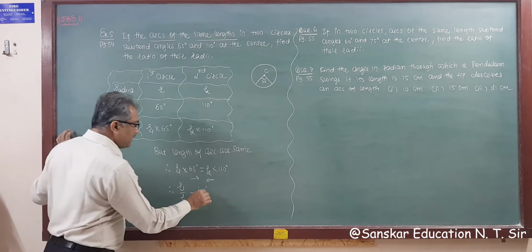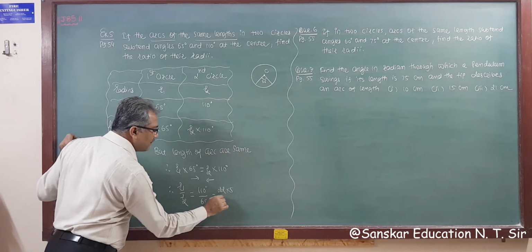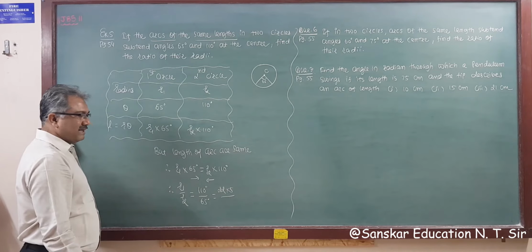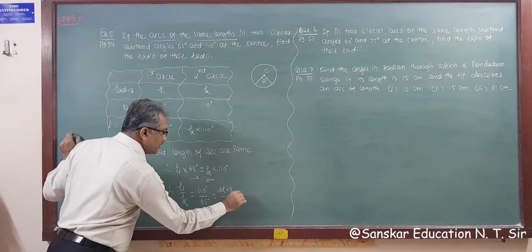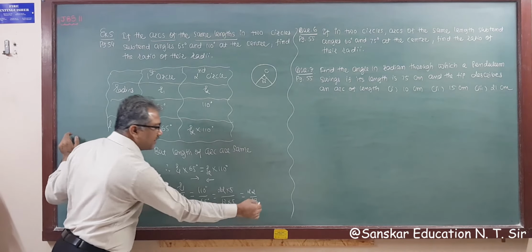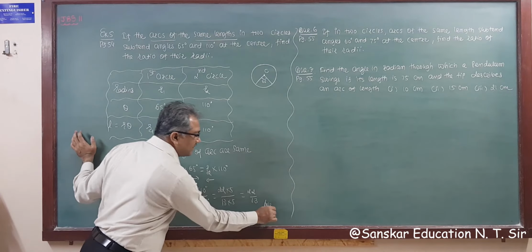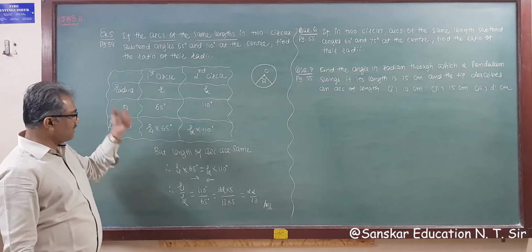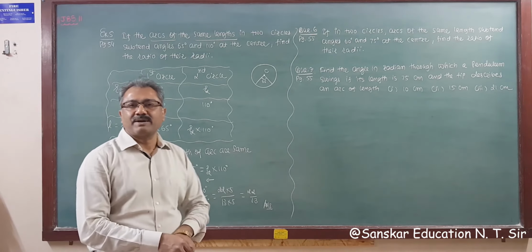Now 110 degree is 22 into 5, and 65 is 13 into 5. So the ratio of the radii is 22 by 13. This is your required answer: the ratio of the radii of the two circles is 22 by 13.